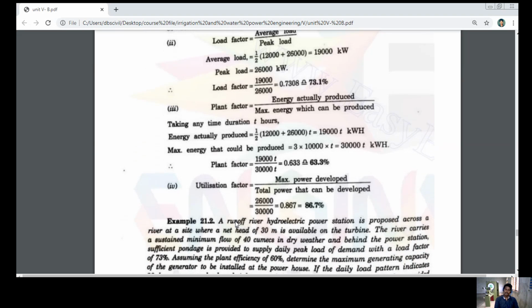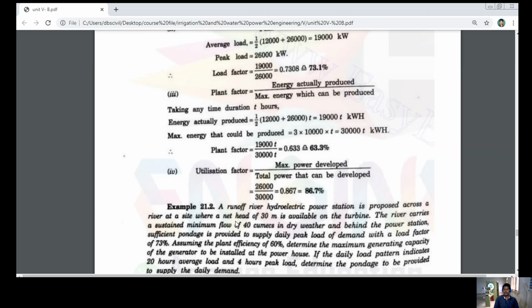Next, they are asking us to calculate the utilization factor. For utilization factor, we have the formula directly: maximum power developed by total power that can be developed. There is a difference between plant factor and utilization factor. Plant factor is based upon energy and utilization factor is based upon power. It is directly 26,000 by 30,000. We get approximately 86.7 percent.